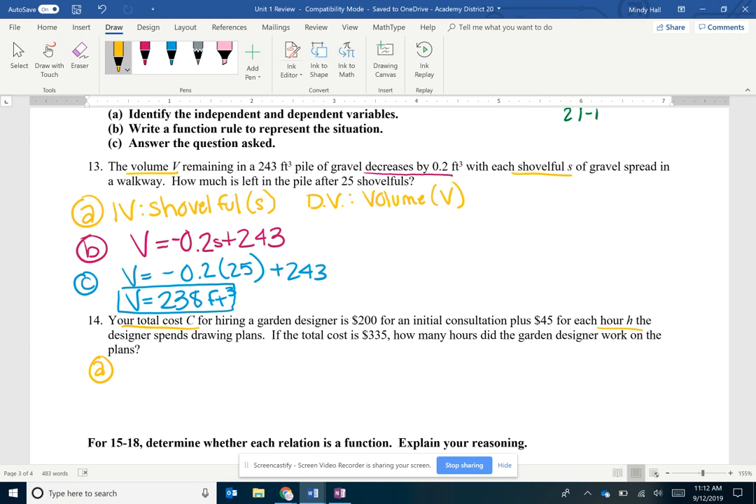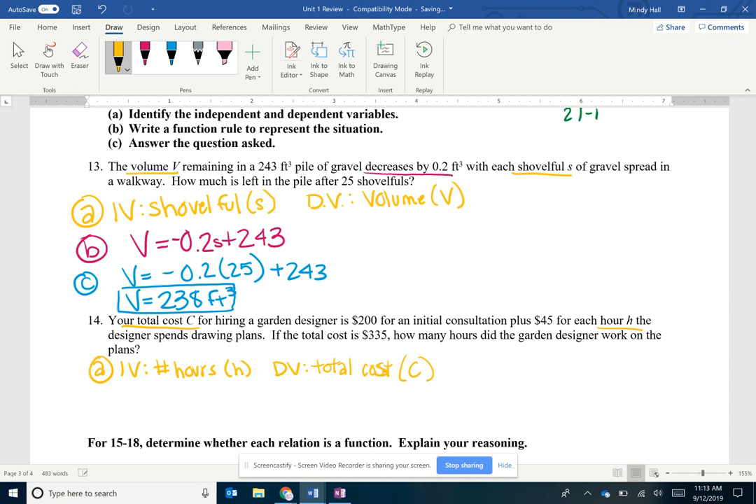We get that because we are given letters for total cost and hour, that is your hint that those are your variables. So my total cost depends on the number of hours the designer spends drawing plans. That means my independent variable is the number of hours drawing, or you could just put number of hours, H. And then my dependent variable is going to be my total cost, which is C.